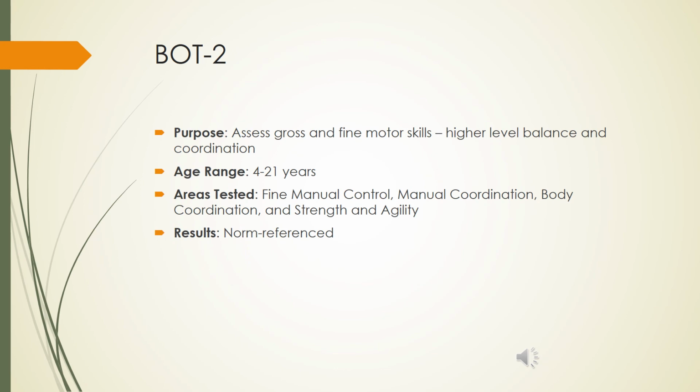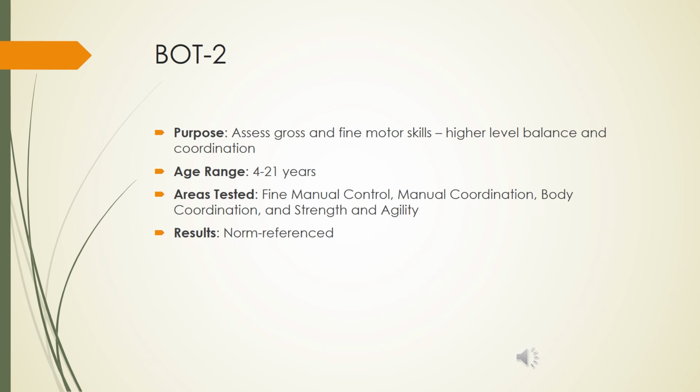All right, last but not least, we've got the Bruininks-Oseretsky Test of Motor Development, 2nd edition. So BOT2 is what we call this. Purpose for this is assessing fine and gross motor skills, and it's much higher level balance and coordination test. It also has a really wide age range from 4 years old through 21 years old. This is a really nice test that is done oftentimes in school systems because it's that higher level assessment.